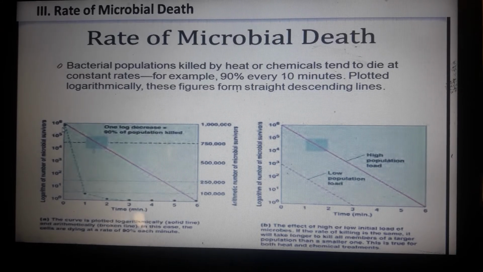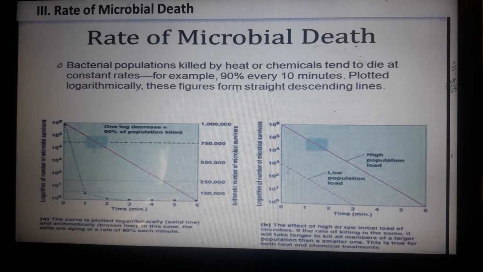Yes, of course, we have the logarithm of the number of microorganisms, the microbial survivors. Usually, based on the curve, one log decrease is 90% of the population. So the curve is plotted logarithmically, and arithmetically for time. In this case, the cells are dying at the rate of 90% each minute. So there is what we call a fast decrease of the bacterial cells.